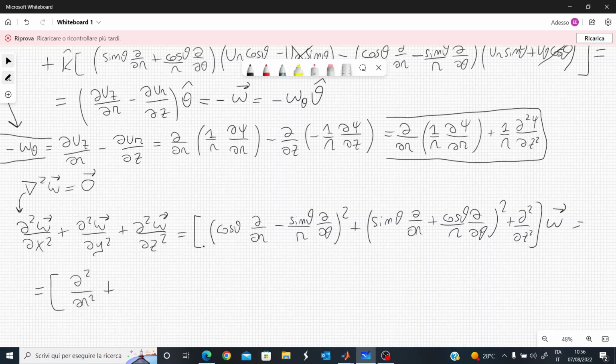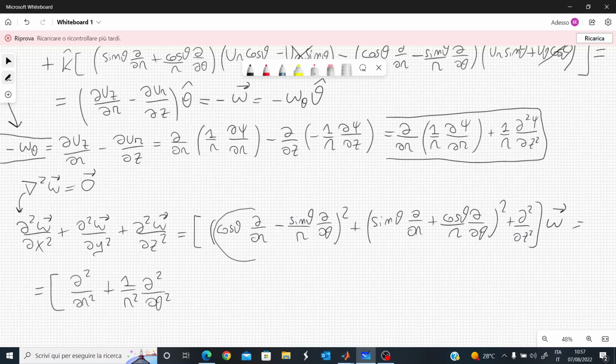And then you have the square of this. So you have sine squared over r squared d over d theta squared. But you will get a similar term here with the cosine. So you will also have a term of this kind, u1 over r squared d squared over d theta squared. And then you will also get all the cross terms.